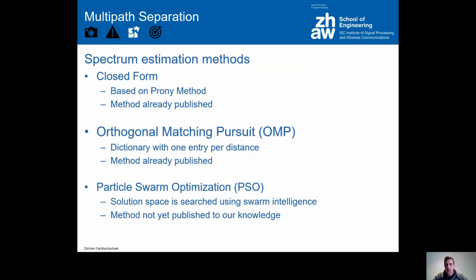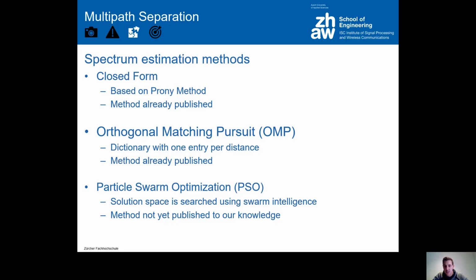In this project, three different methods for separating the individual signal paths in the case of multipath interference were compared. All three methods require multiple measurements with different modulation frequencies. In the first method, the problem can be modeled and solved with a closed-form formula. This approach is already known in the literature.